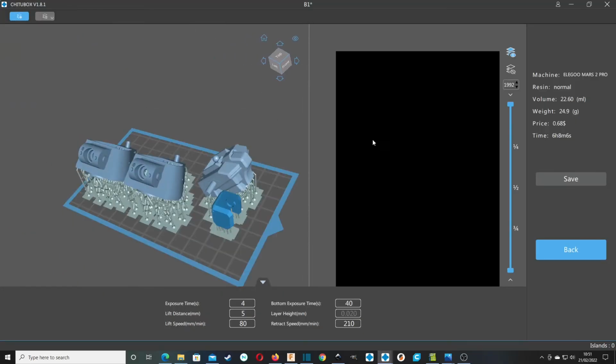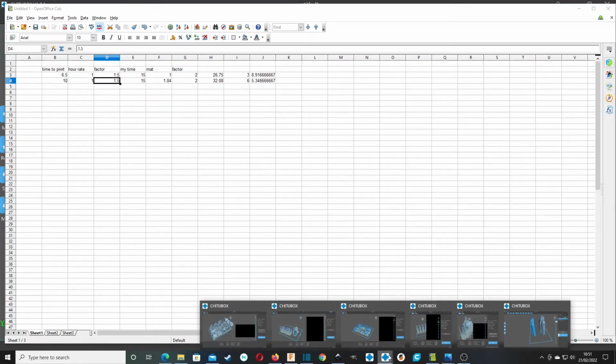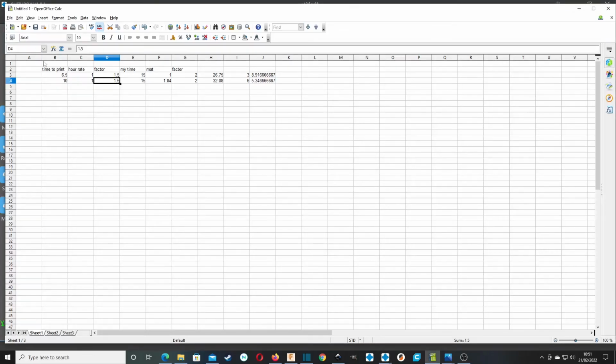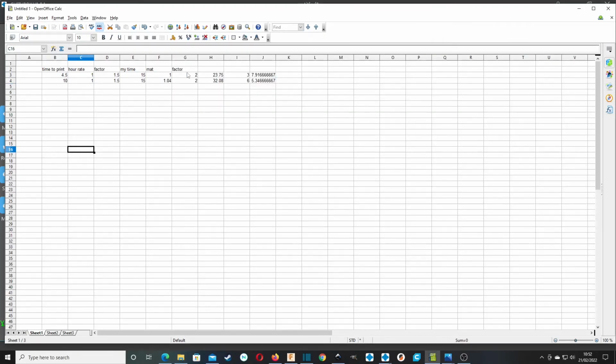So in that case, I will do this. But it's only when I've got free time on the printer. I've got free time now. So this is where we get into batch printing. So let's take this one. This is 4.5 hours, so we'll plug in 4.5 here. Material cost for this particular print. This is the Drake, by the way. It's 65 pence. So materials 0.65.